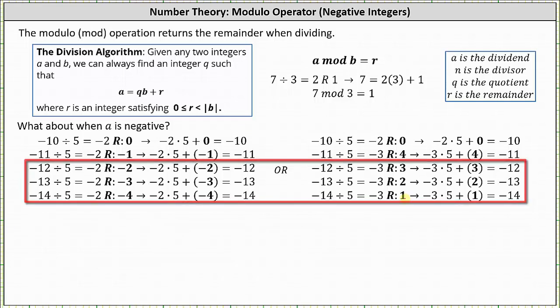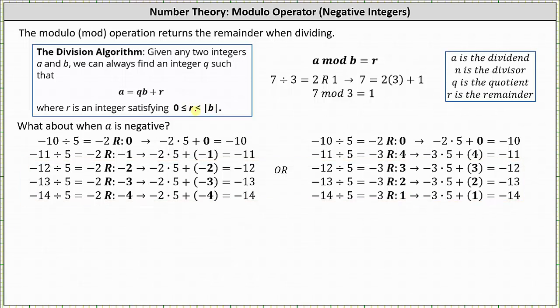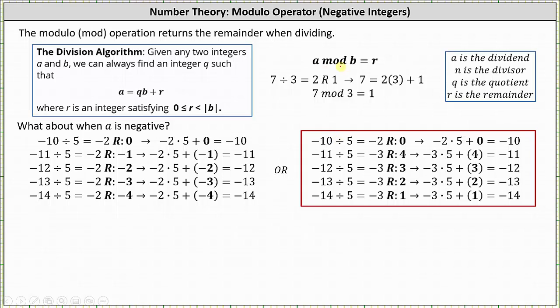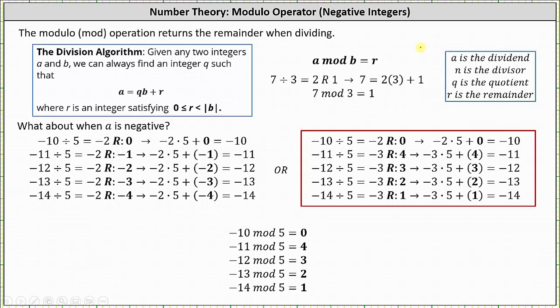And this goes back to the division algorithm, where R must be greater than or equal to 0 and less than the absolute value of B, or in our case, the remainder R must be greater than or equal to 0 and less than 5, which means we need to use remainders here on the right side when evaluating A mod B when A is negative and B is positive. And therefore, negative 10 mod 5 is equal to 0, negative 11 mod 5 is equal to 4, not negative 1, negative 12 mod 5 is equal to 3, not negative 2. Negative 13 mod 5 is equal to 2, not negative 3. And negative 14 mod 5 is equal to 1, not negative 4.